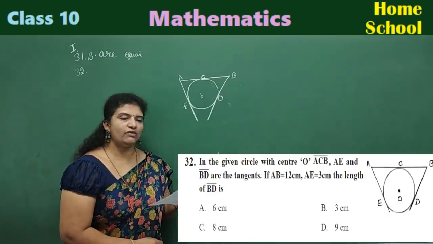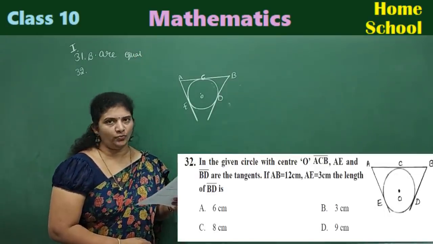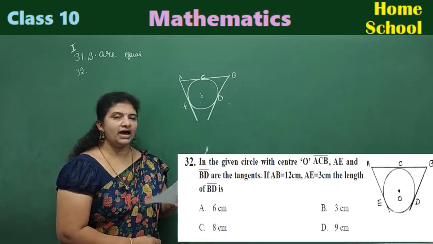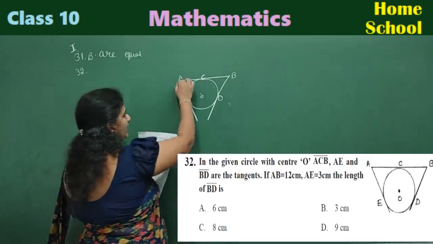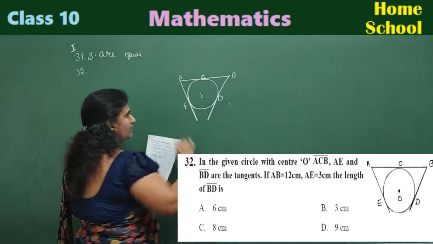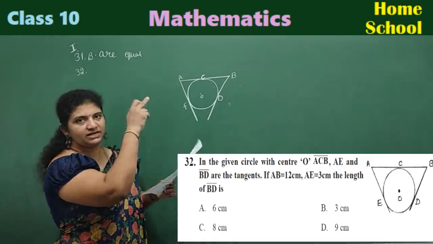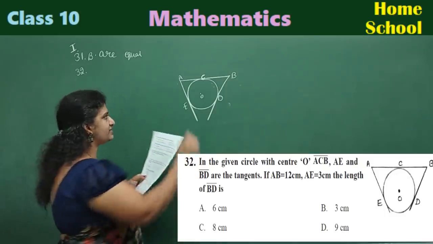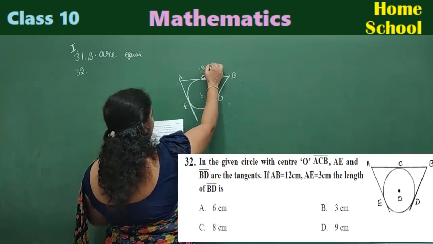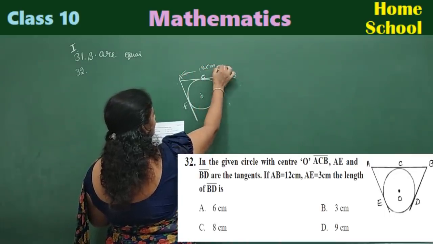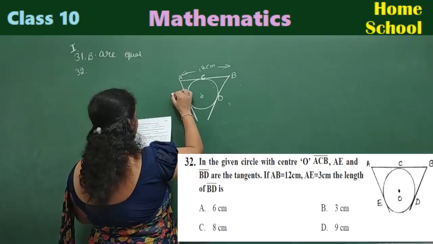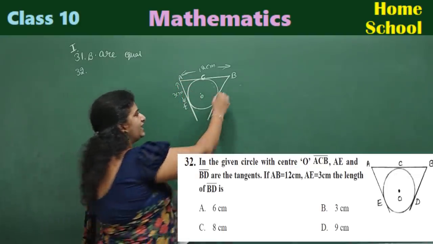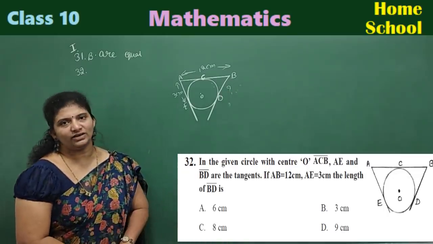32nd one, in the given circle with center O, ACB is a line, AE and BD are the tangents. If AB is equal to 12 centimeters and AE is equal to 3 centimeters, what is the length of BD is your question.